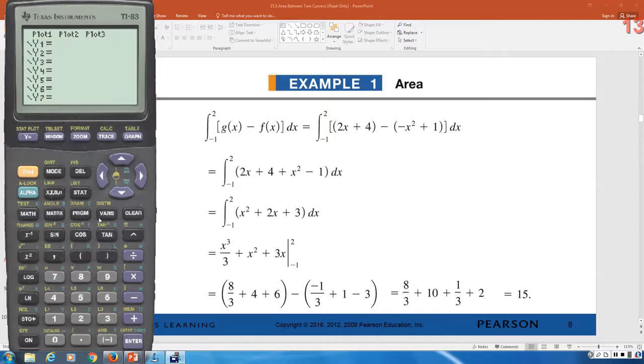So I'd go to my y equals. And my first function is 2x plus 4. And my second function is negative x squared plus 1, or 1 minus x squared, whichever way you want to look at it. And since we're looking in and around the origin, there's no reason to go out to big huge numbers. We can just stick with a standard window, which is the zoom 6 window. And so there, without doing any algebra, I can see that those things don't ever cross. So that tells me all I need to do then is just go back and do the numerical integral.